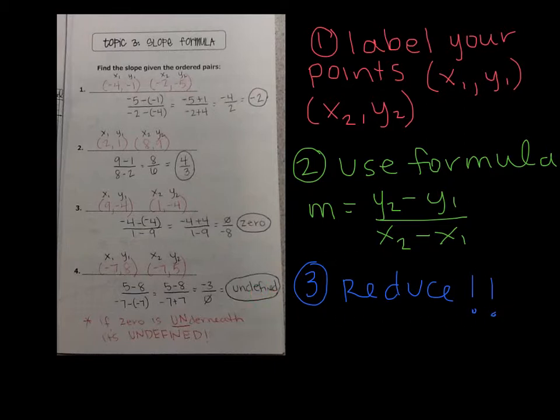Today in class, as we were reviewing, one of the things that I reminded you about is that if 0 is underneath, meaning it's on the bottom of your fraction, then your slope is undefined. So remember, underneath and undefined both start with UN. So hopefully that will help you determine which slope is 0 and which slope is undefined if you're using that slope formula.